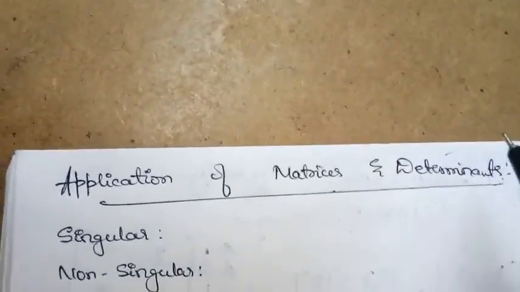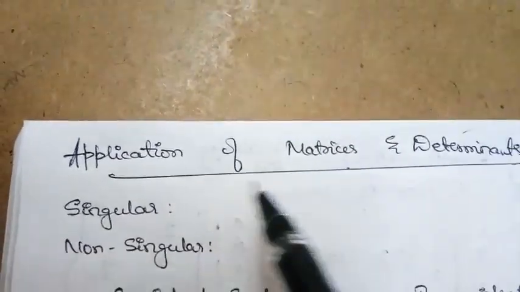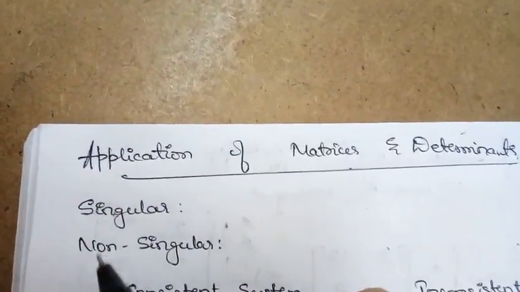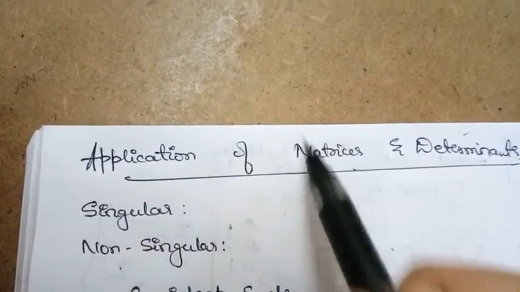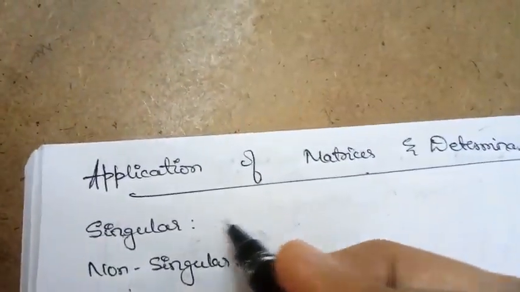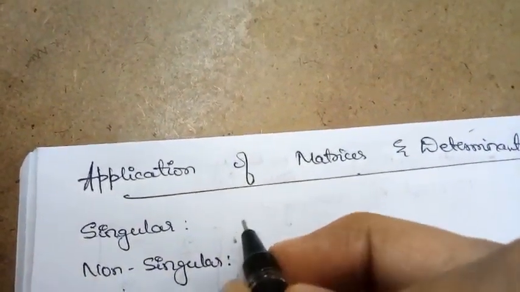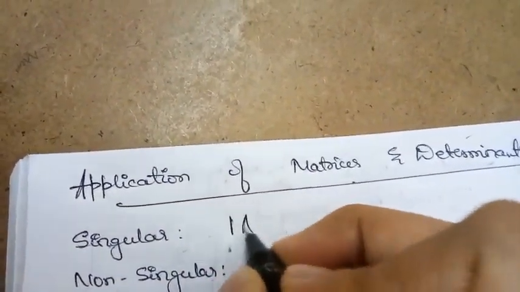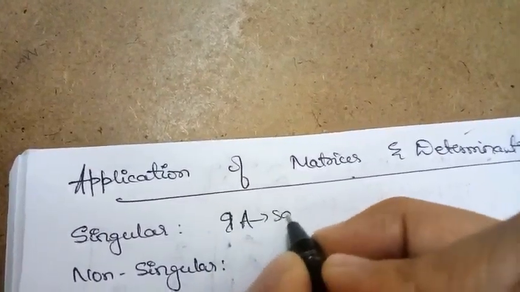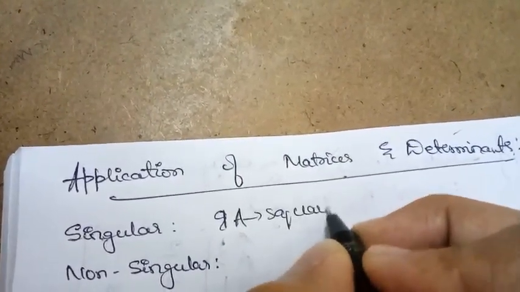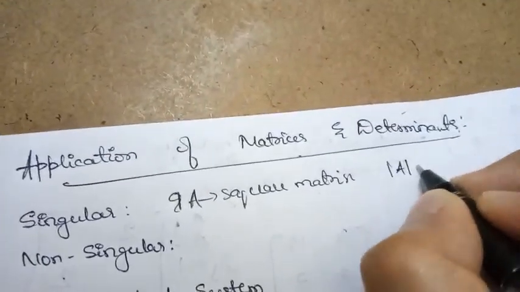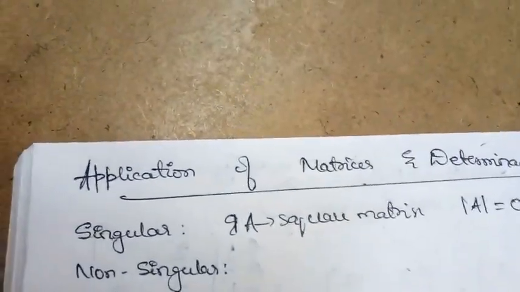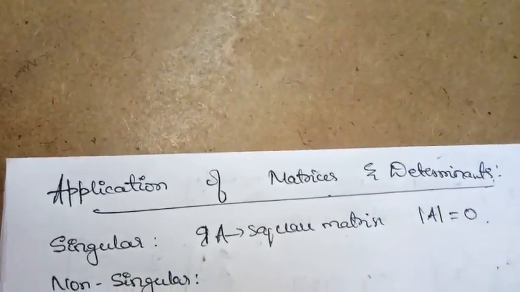As I said in the previous section, when we studied what is a singular matrix and non-singular matrix, this is going to play a vital role in the application of matrices and determinants. So before that, let us recall what is a singular matrix. If A is any square matrix, and the determinant value of A is equal to 0, then we say the matrix A is called a singular matrix.